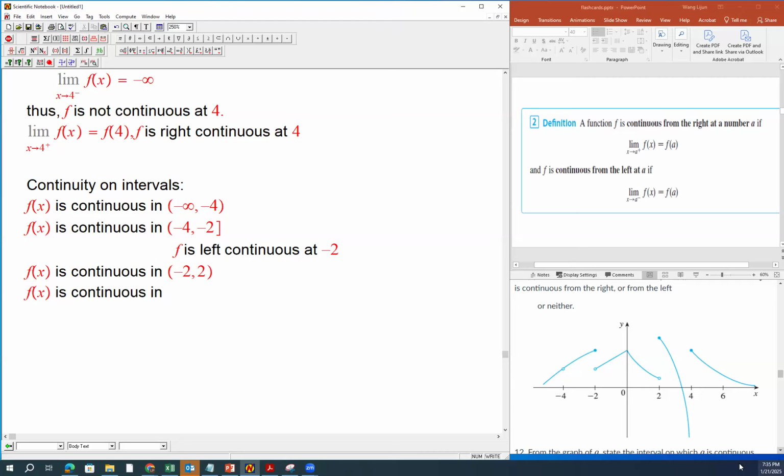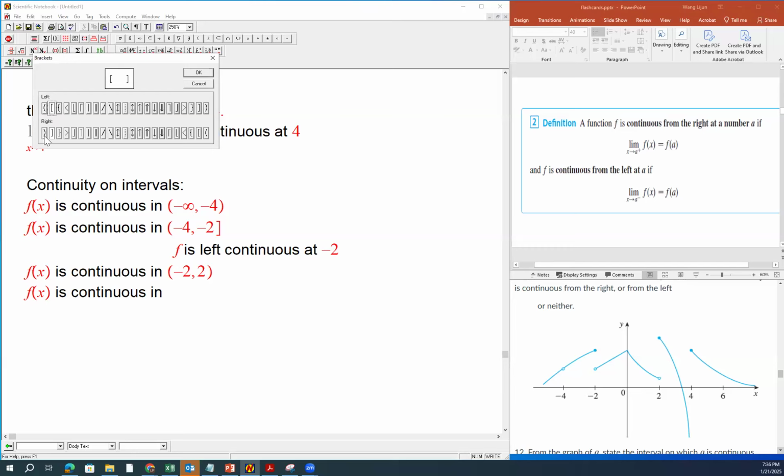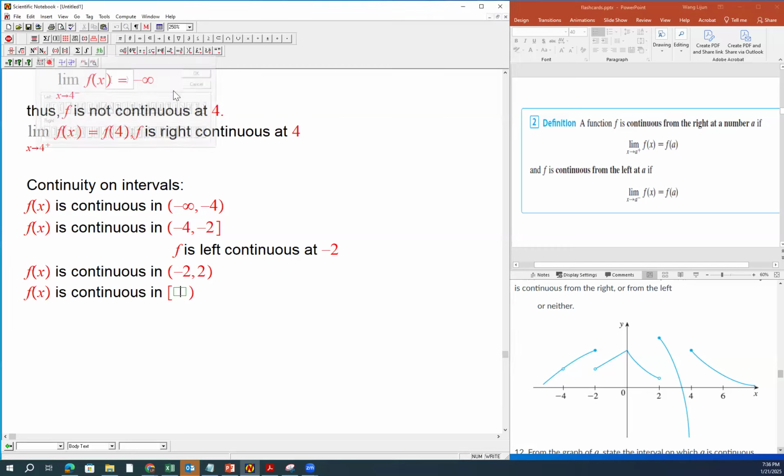Okay, so from 2 to 4. At 2 it is right continuous, but at 4 it's not continuous because the limit does not exist. So this time the interval will be written this way. 2 is closed, 4 is open.